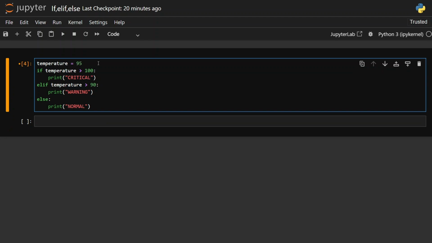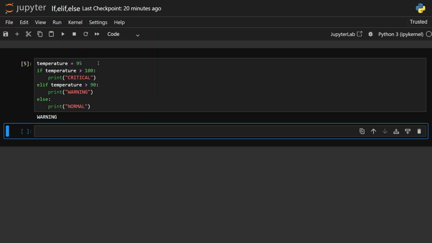Python checks top to bottom. Is temperature over 100? No. Is it over 90? Yes. 95 is greater than 90, so we get warning. Order matters here. Python stops at the first true condition and never checks the rest.